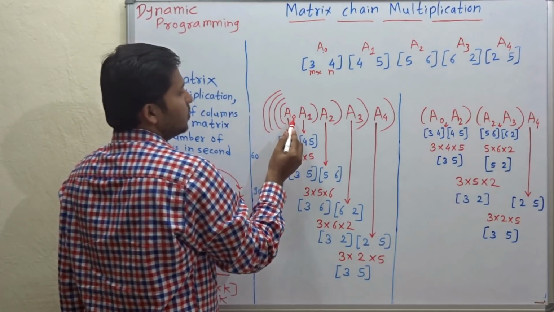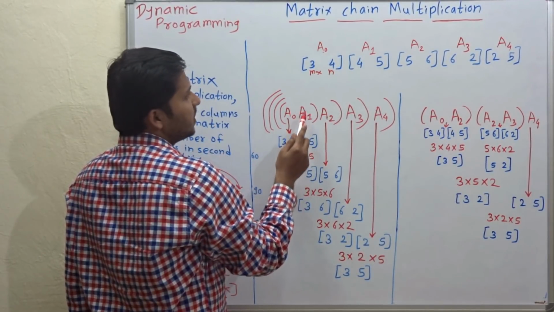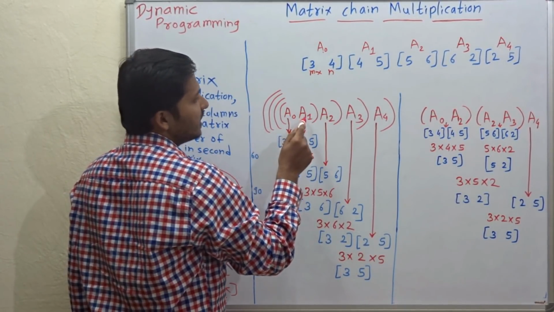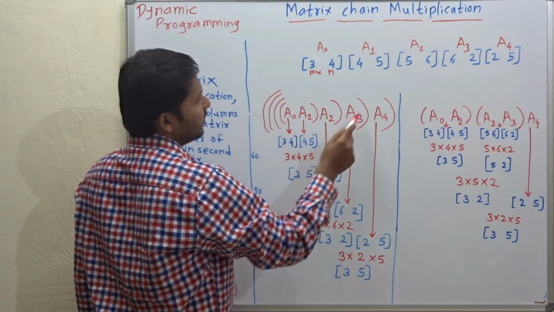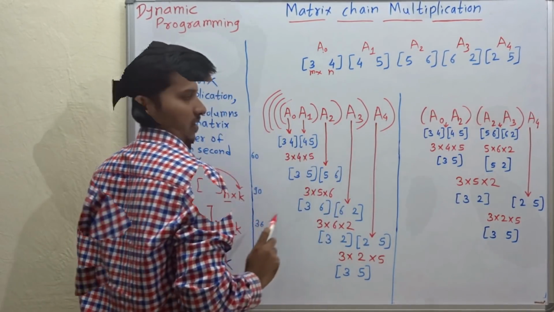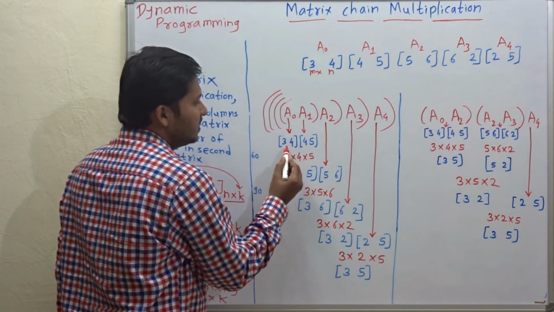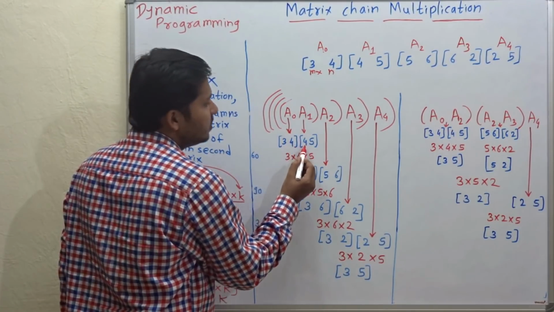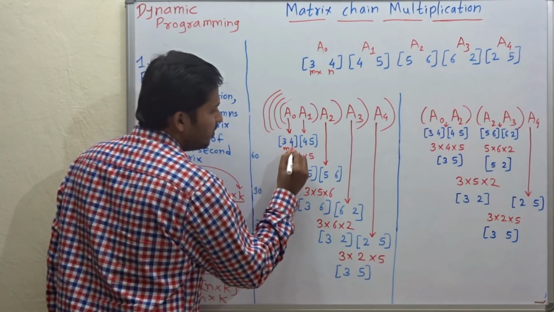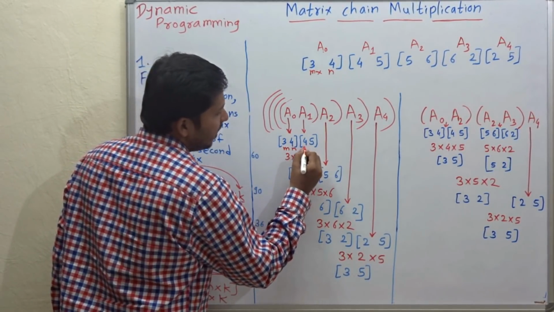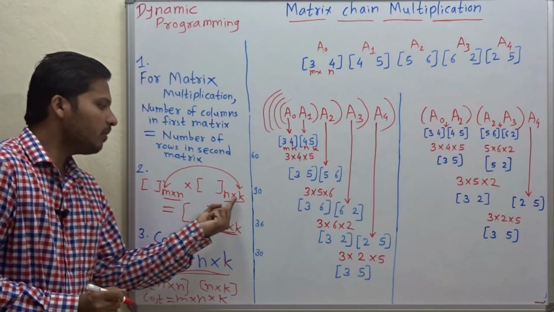So see, suppose the first way is, first we multiply A0 and A1, then to the result of that multiplication we multiply A2, then to this result we multiply A3, and again we multiply A4. So let's start the multiplication. So first A0 into A1 means 3 by 4 into 4 by 5. So as you know, we say this as m by n into n by k, like mentioned here. See, m by n into n by k.